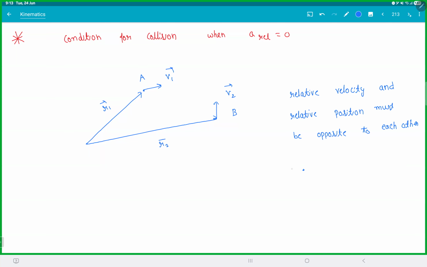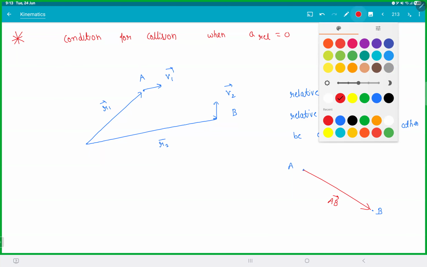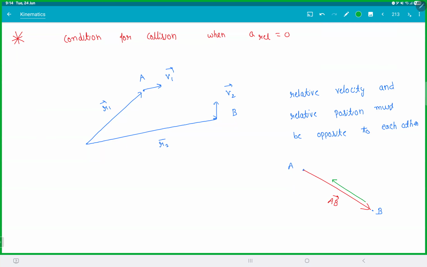Meaning it should look like this. So A and B are there. If this is your AB bar, then if you want to meet, the velocity must be this way. The velocity must be in the BA bar direction, isn't it? They both should be opposite, right? If they're in the same direction, what will happen? B will go away, they will never meet. The distance will keep increasing.